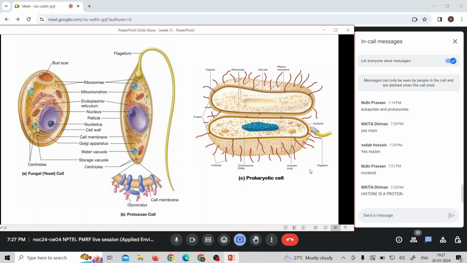And when we come to the eukaryotic cell, I have an example of both a fungal and a protozoan cell as asked in the second question. So here you can see a very developed nucleus with a nuclear membrane and membrane-bound organelles like mitochondria. And you can see their plasma membrane has all these components. If you're interested, you can ponder more about how each of these organelles function and how they help in the survival of the organism.